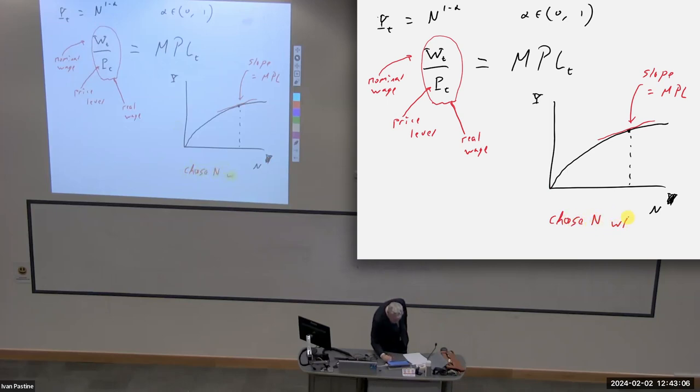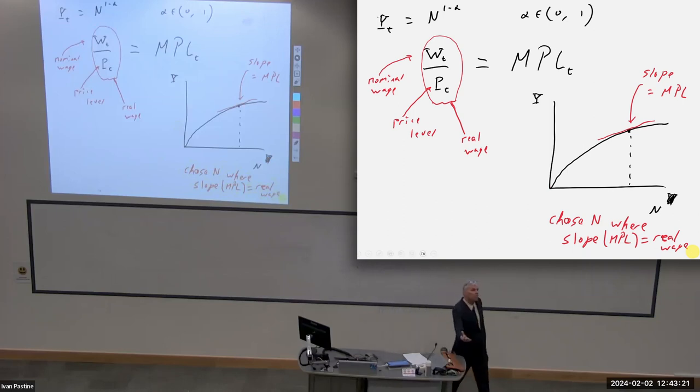Choose n, which is the marginal product of labor, is equal to the real wage. And that is the firm profit maximization decision on how many workers to hire. So we're just having firms maximize their profit in this environment. Looks like math, it's actually a story.